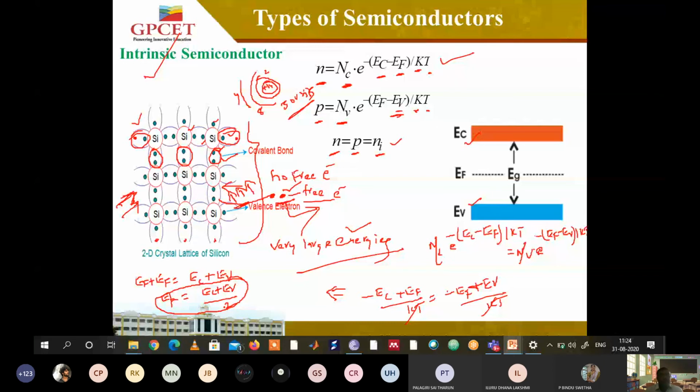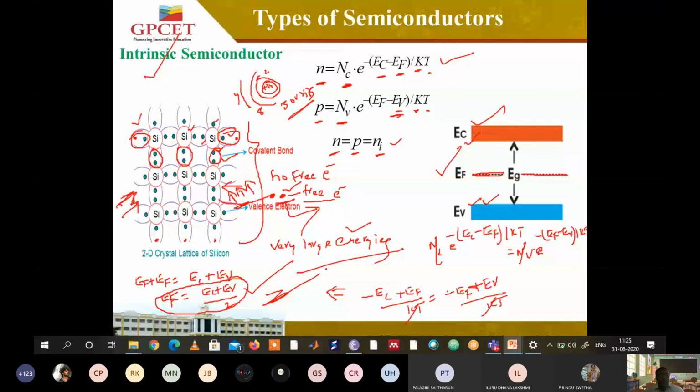Note this point. After intrinsic semiconductor, can you guess where this Fermi level lies for extrinsic semiconductors? Anyone? Can you guess the answer? In intrinsic semiconductors, the Fermi level is lying at the center point of the conduction band and valence band.